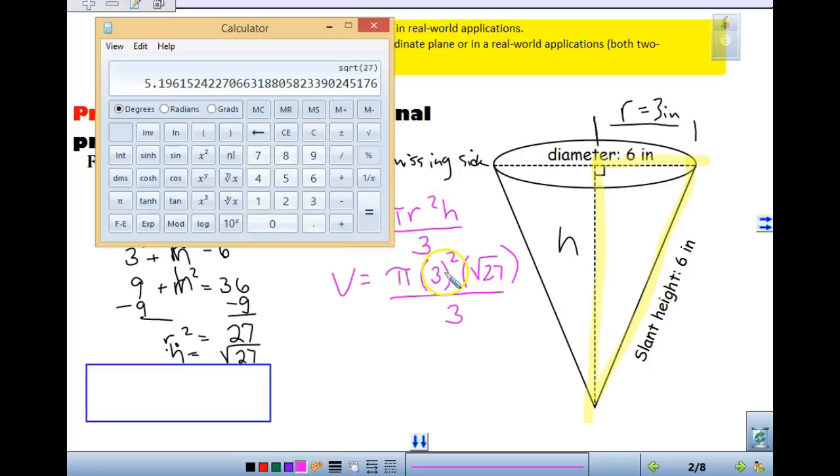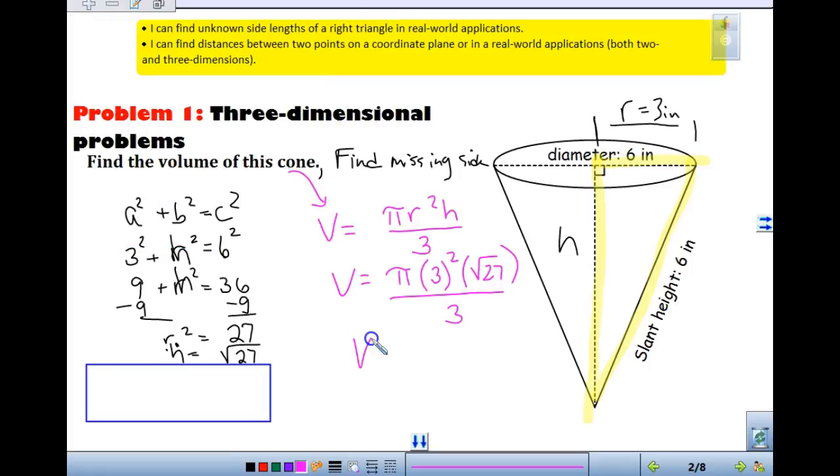What are we taking that times? 3 squared. So I'm going to go times 3 squared times pi. So this whole answer is very irrational, right? Our calculator rounded it. And then we're going to get equal, and we're dividing that by 3. Now if you wanted to use 1/3, that works also. And my volume is 48.9. 48.9 what?